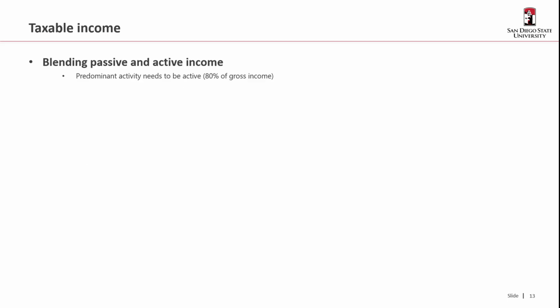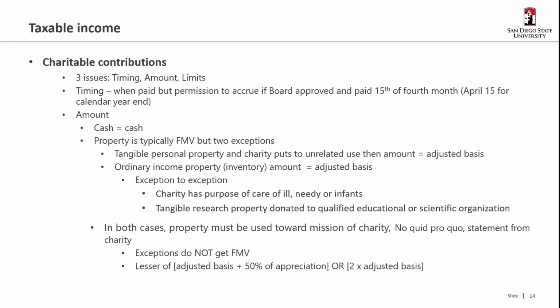Okay, so what about in a business where there's blended passive and active income? Well, what happens is the predominant activity needs to be active. So that implies that 80% of the gross income is coming from some sort of active income source, and therefore you get to treat it all as active income.